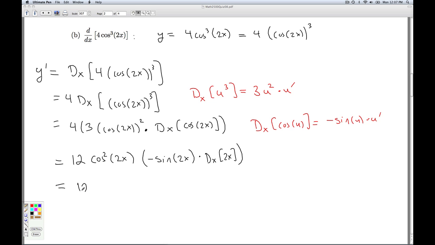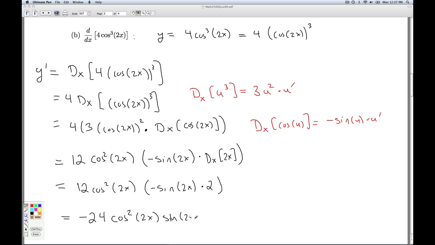So this is 12 cosine squared 2x times negative sine of 2x, and the derivative of 2x is 2. I can migrate the 2, the negative 1, all out to multiply the 12. I get negative 24 cosine squared 2x times sine 2x. That'll do it for part B.